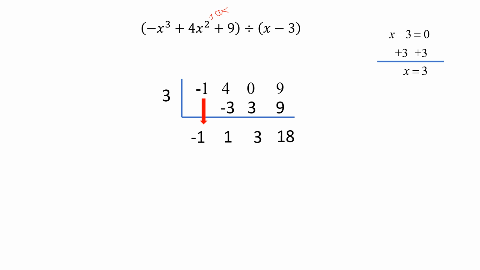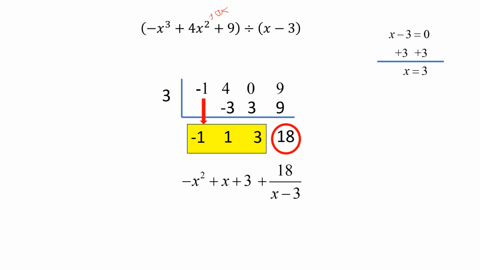So remember, my answer is 1 degree down from what I started with. I started with x to the third, so it's going to start with -x squared, because that's 1 down from 3. Negative x squared plus x plus 3, and then I'm going to put my remainder over what I divided by, x minus 3.